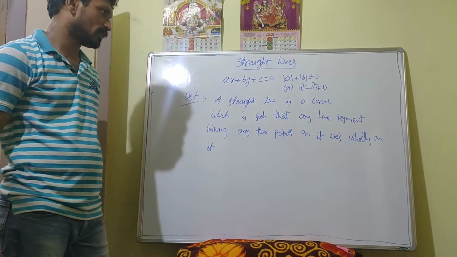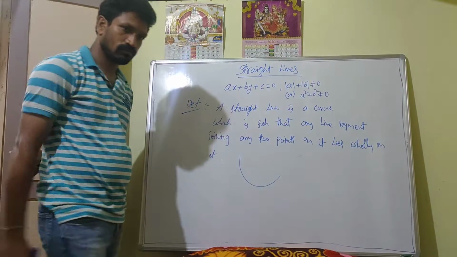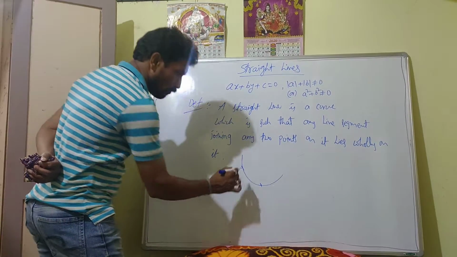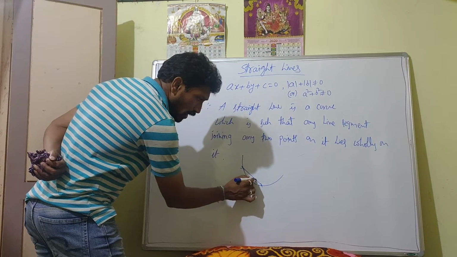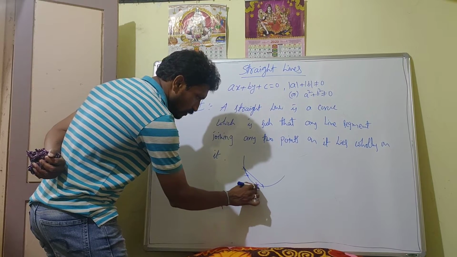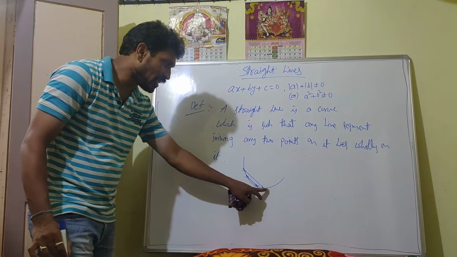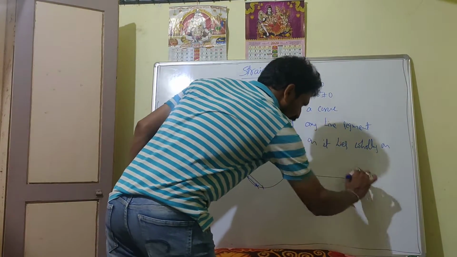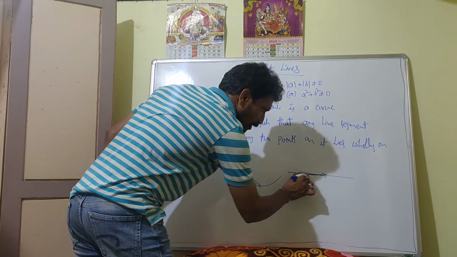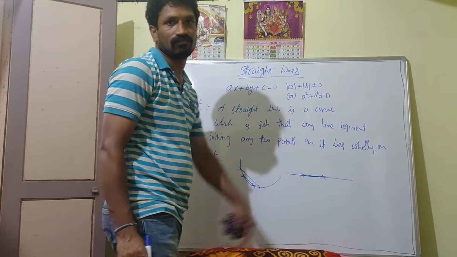So the meaning of this is, suppose you take a curve like this, and here you take any 2 points on it. If you join these two and the segment does not lie wholly on the curve, it is not a straight line. Again, if you take any 2 points and join them, the line segment doesn't lie on it. But suppose you take a line like this, and take any 2 points, this line segment again lies wholly on it. So this curve is called a straight line.